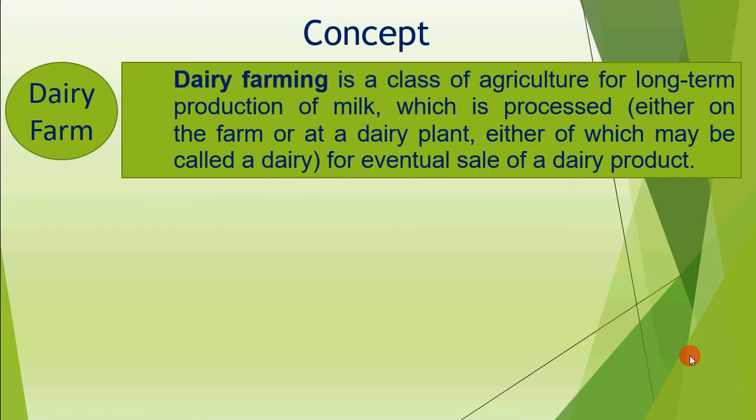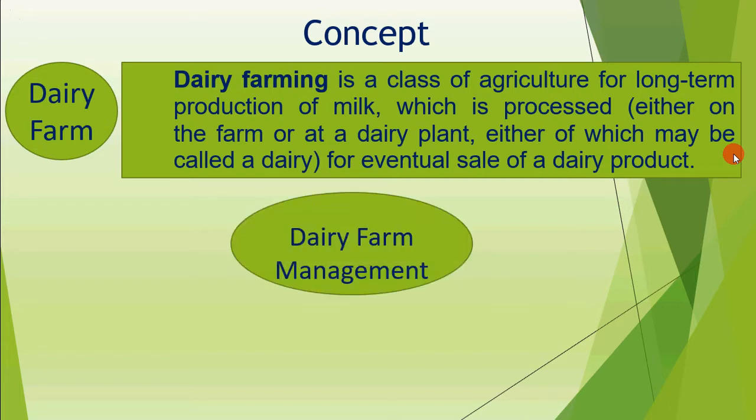First of all, you have to understand what a dairy farm is. A dairy farm is a farming process whose main objective is to produce milk. It might be long term or short term, it depends. Sometimes in commercial farms they do it as a long term process. The definition is agriculture of long term production of milk, and in this farm, sometimes they produce some milk products as well, like cheese, butter, etc.